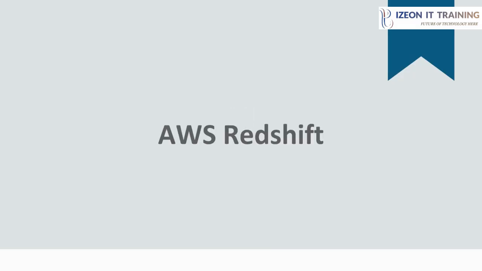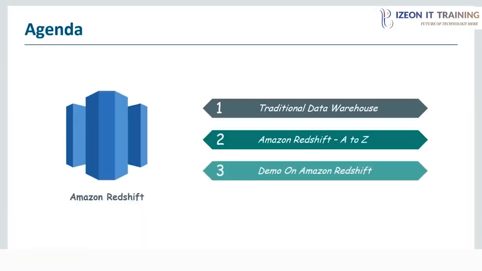In this session, we will be discussing Amazon Redshift, the most popular cloud-based data warehouse. So let me run you through today's agenda quickly. We will begin by taking a look at the traditional data warehouse. We'll be discussing its underlying architecture and the disadvantages of using a traditional data warehouse.